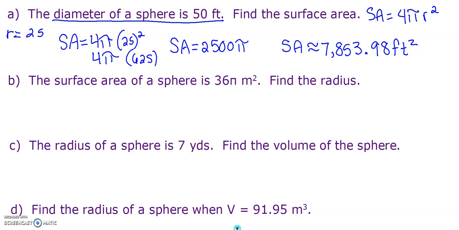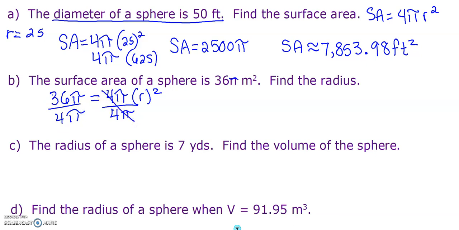The surface area of a sphere is 36 pi meters squared. Find the radius. So here I know my surface area is written in terms of pi, like that. So I'm just filling that in, and I'm asked to find the radius. The first thing I'm going to do is get rid of my 4 pi's by division on both sides. My 4 pi's cancel out here.